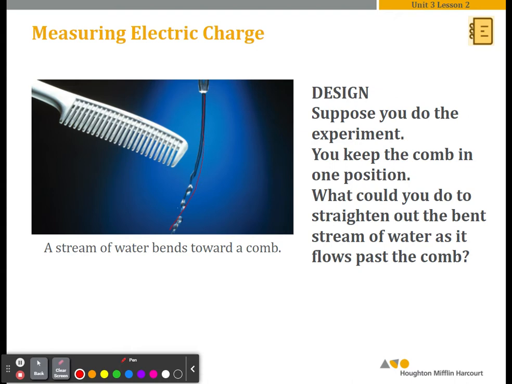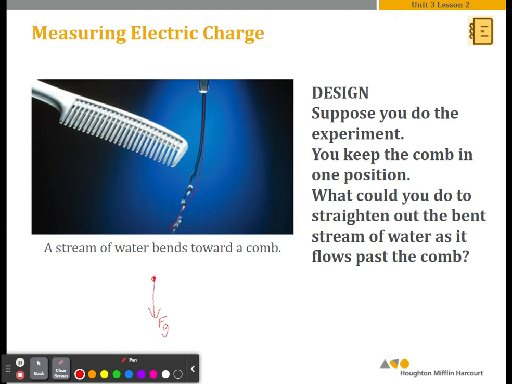Well, let's think about this. Okay, we're talking about forces. And when we're talking about forces and how forces interact with each other, we want to draw a free body diagram to show how the forces are interacting. So what would a free body diagram look like for a particle of water in this stream? Well, here's a particle of water. It is being affected by gravity. So gravity is pulling it down.